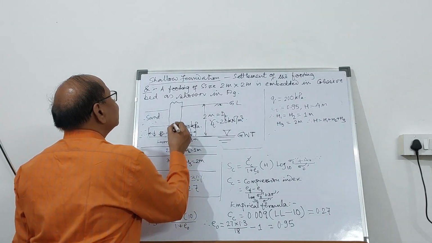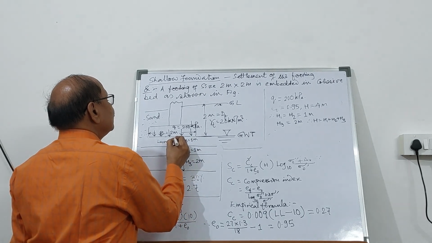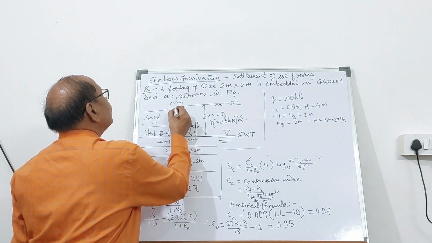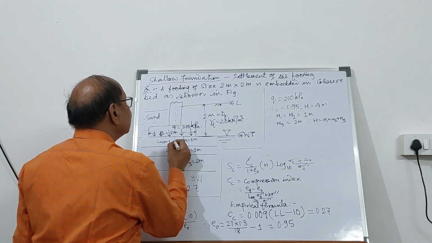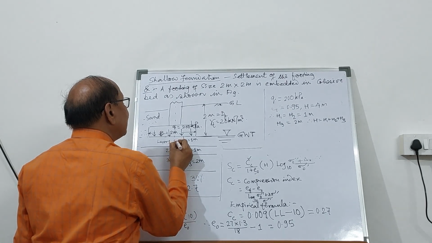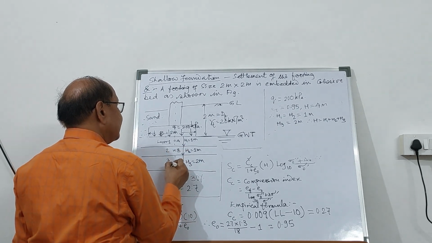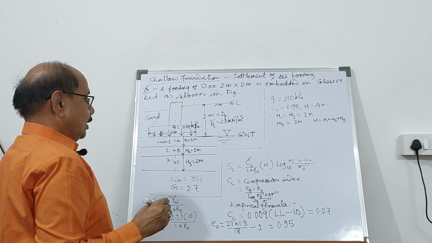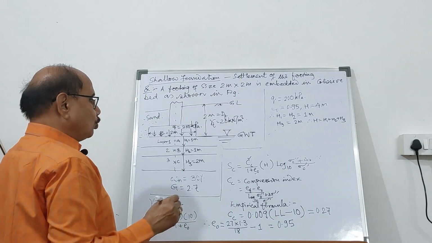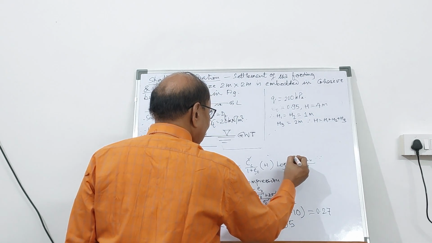Now at the center, the midpoint of each layer, we can mark it. For layer 1, the midpoint is A. For layer 2, the midpoint is B. And for layer 3, the midpoint is C. And therefore, I should be in a position to calculate this sigma naught prime.